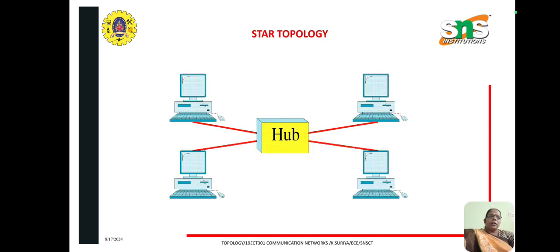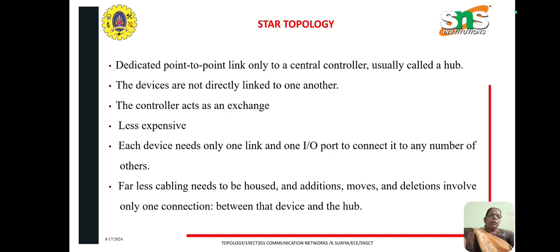Next one is the star topology. See, in a star topology, each and every device is connected to a central hub. So that's a dedicated point-to-point link only to the central controller, usually which is known as a hub. So each and every device is not directly connected to one another. The controller acts as an exchange. If one device wants to send data to another, it sends the data to the controller, which then relays the data to the other connected device.